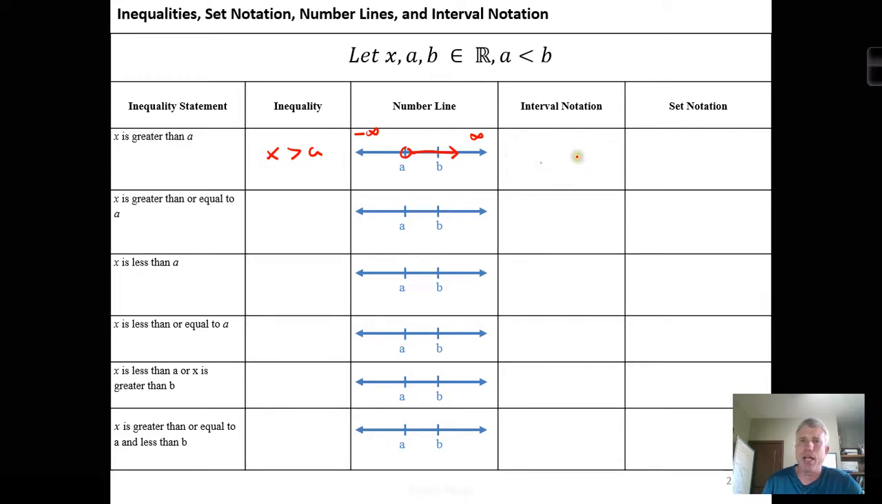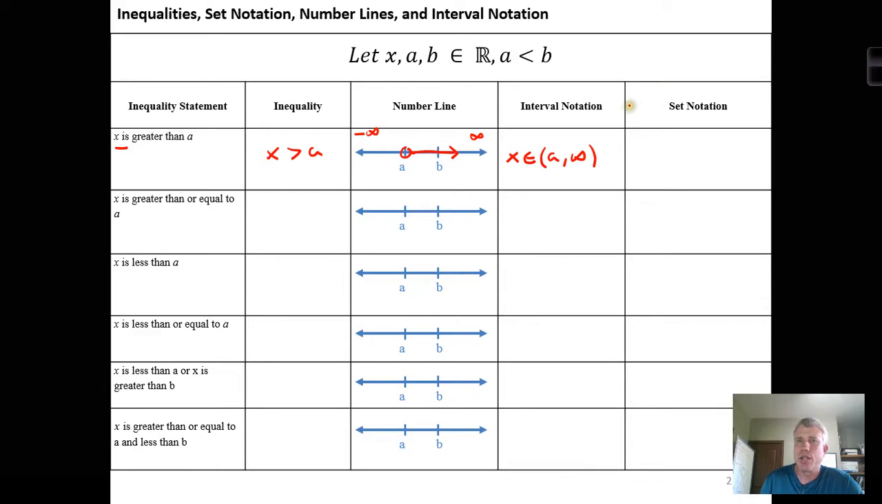Then sometimes, depending on the instructor or the software platform, because you're using x, you actually need to use x is an element of. The symbol right here means is an element of, or x is in. So you could say x is an element of, or x is in, the open interval from a to infinity.